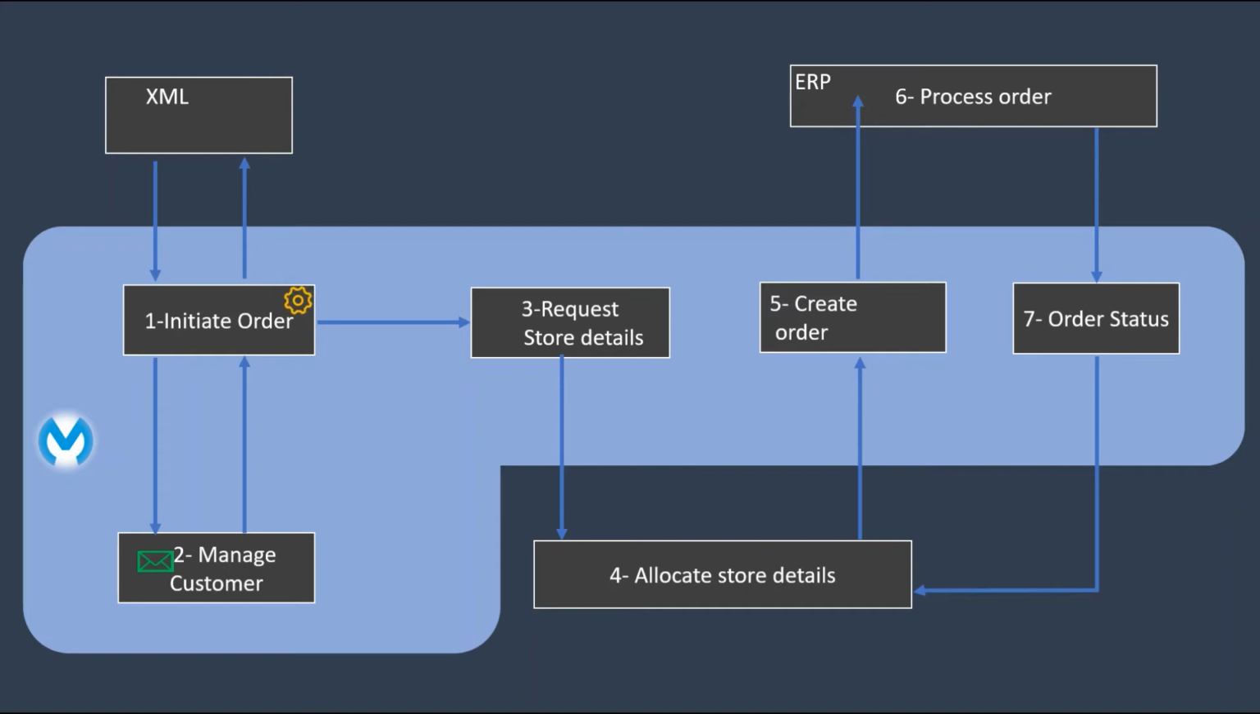Whether it is a new customer or an existing customer, we make a synchronous call to the manage customer service, which actually gets all the details from the backend system. If it is a new customer, we create a customer. It creates a customer reference number for referring through the order workflow, and replies back to the initiate order service. So this is a synchronous call.